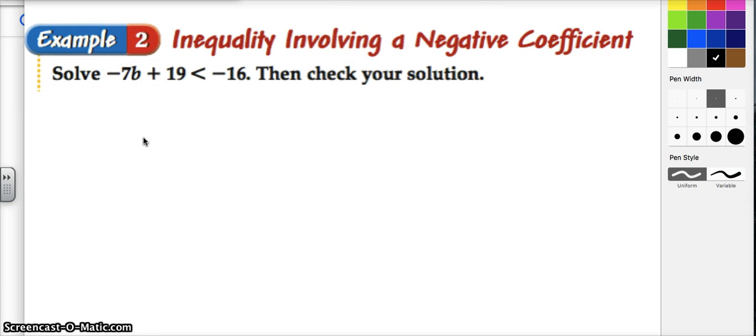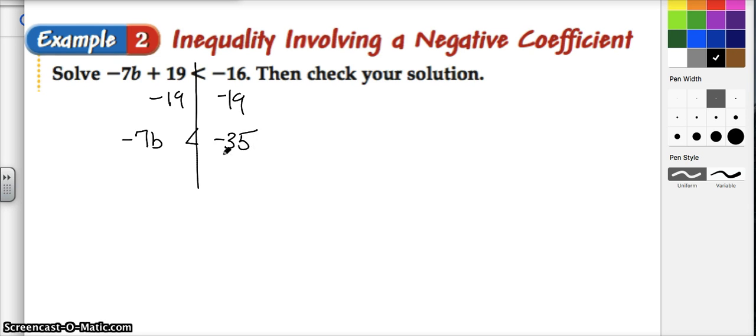Here in example 2, we're going to use inequalities involving negative coefficients. So here we go, multi-step. We're going to solve, and then they ask us to check our solution. We'll do that. We need to isolate B, so we're going to add a negative 19 to both sides. When I do that, I'm left with negative 7b is less than, the sum of these together becomes negative, I think 25? No, 35. Yeah, 35.